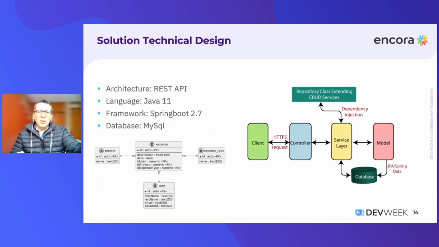In the image, you can see also the four entities involved in this solution. We have expenses. Every expense has a project, a user, and an expense type. Projects and users can have many expenses, as well as expense types.